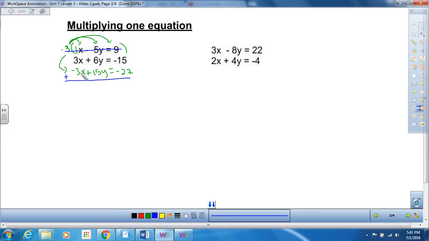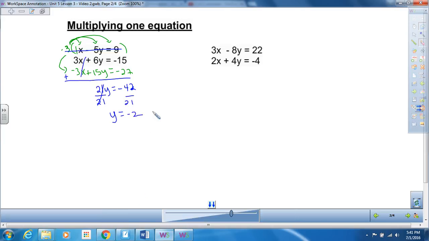So 3x and negative 3x cancels. 6 plus 15 is 21y. Negative 15 plus negative 27 is negative 42. So divide by 21, and I get y equals negative 2.